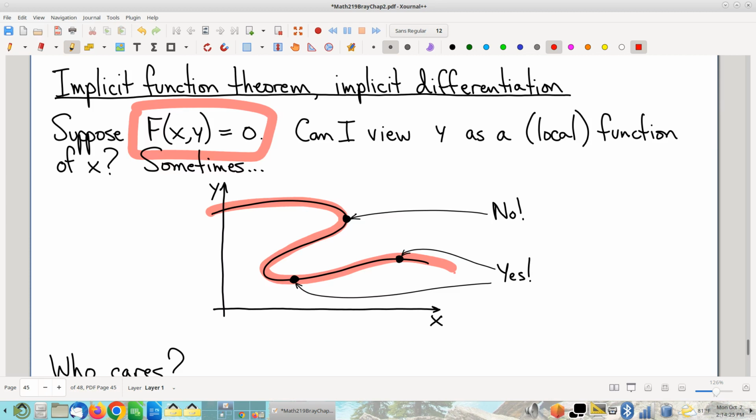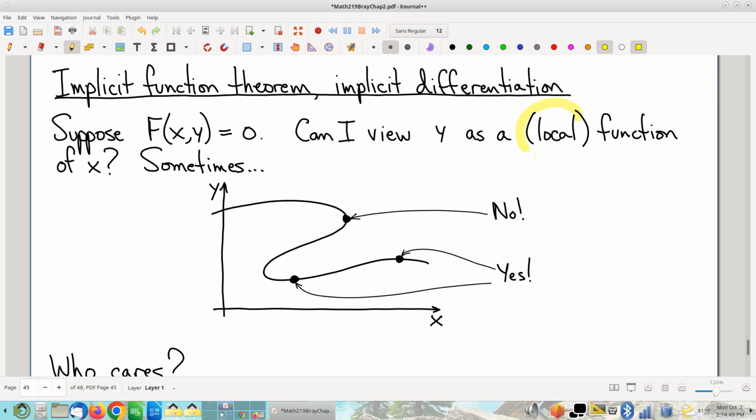Y is not given as being a function of X. In fact, Y is not a function of X. You can see failure of the vertical line test in various places, right? Just catastrophic failure. Y is not a function of X.